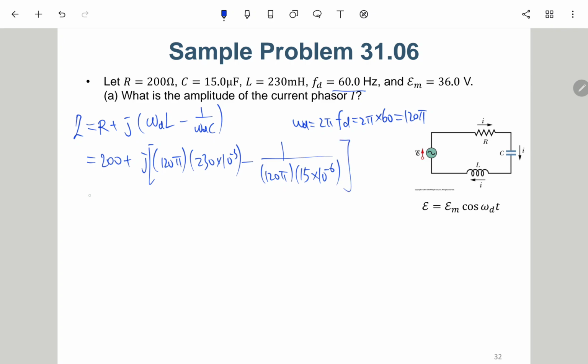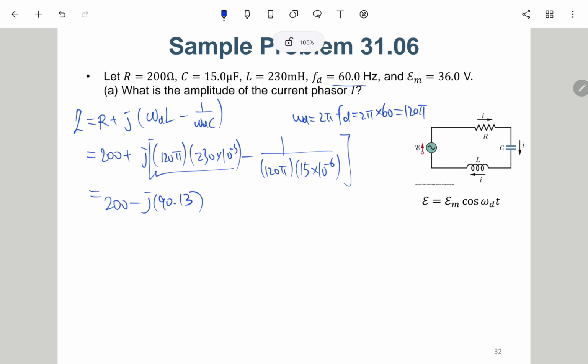Okay, so this is 200 minus j 90.13. Yeah, this is not difficult. Just put it in the calculator to press out this stuff, which is 90.13. And the SI unit for the impedance, we still write it as ohm.